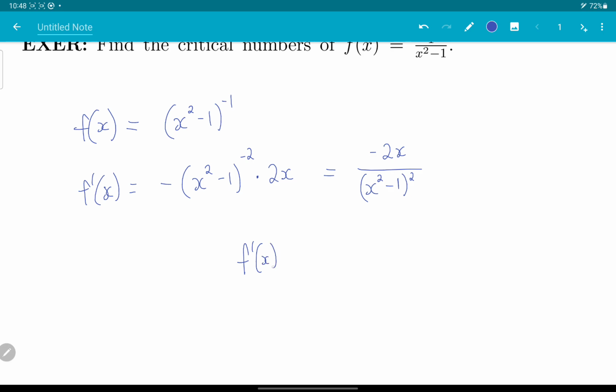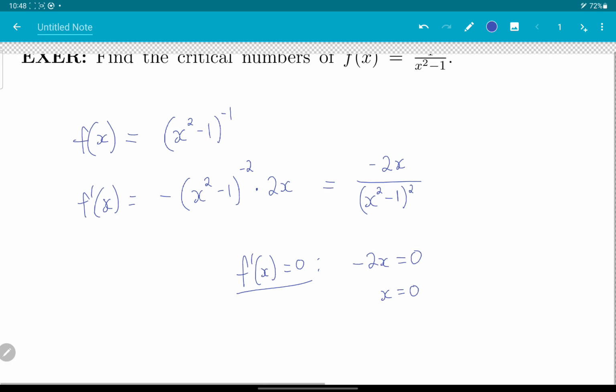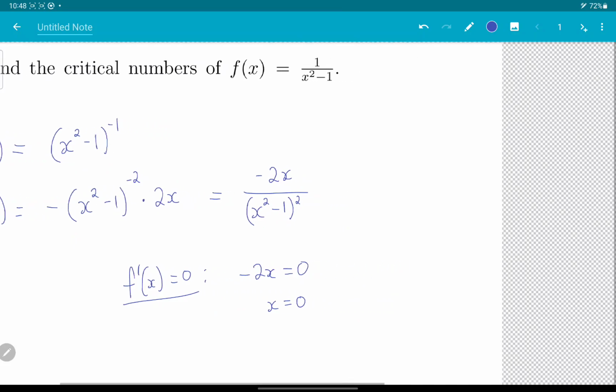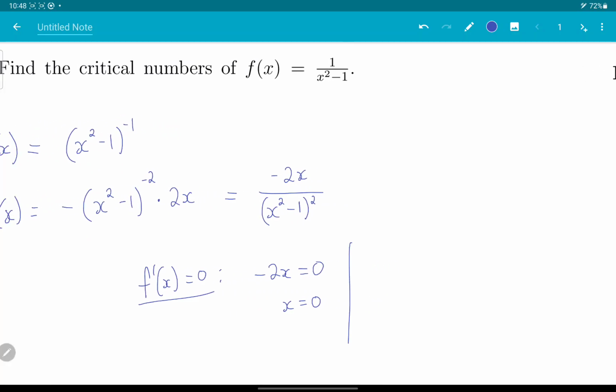Okay, f prime of x equal to 0. That's going to happen when minus 2x is 0, x equals 0. And then you have the f prime of x does not exist. When does that happen? That's when my denominator is 0. So I have x squared minus 1 must be 0. So x has to be plus or minus 1.